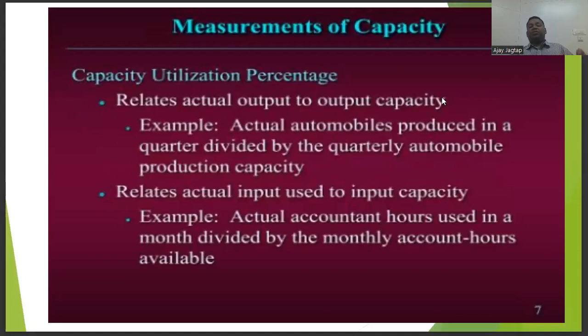Capacity utilization in percentage relates the actual output to the output capacity. Example: actual automobile production in the quarter divided by the automobile production capacity. It also relates the actual inputs used to the input capacity. Example: actual accountant hours used in a month divided by the monthly available hours.